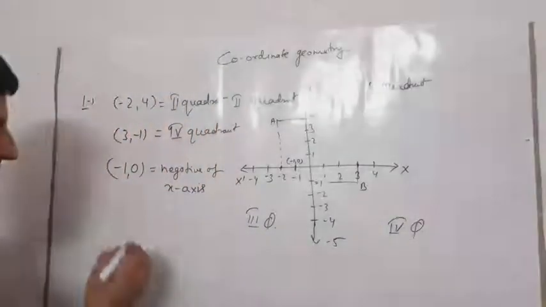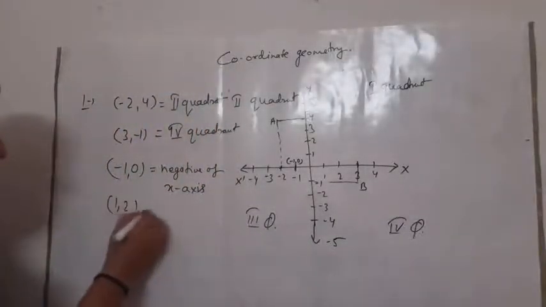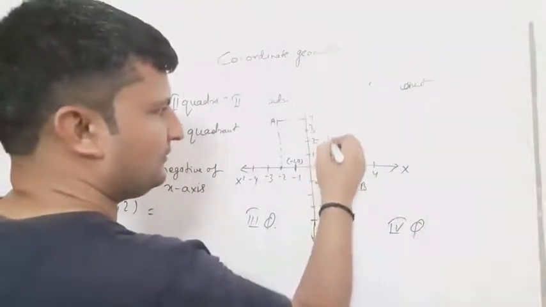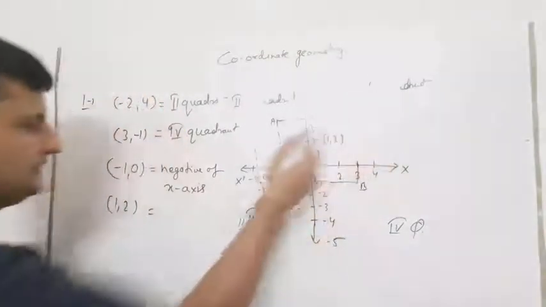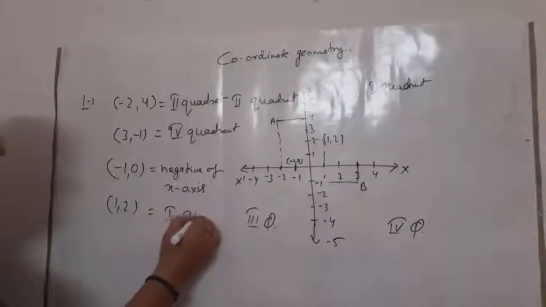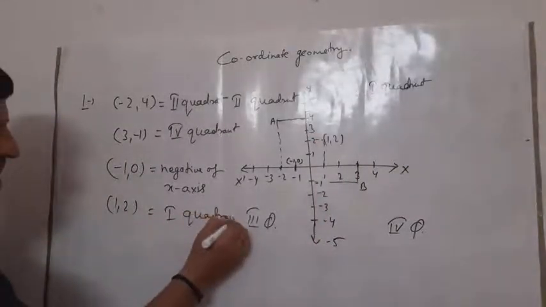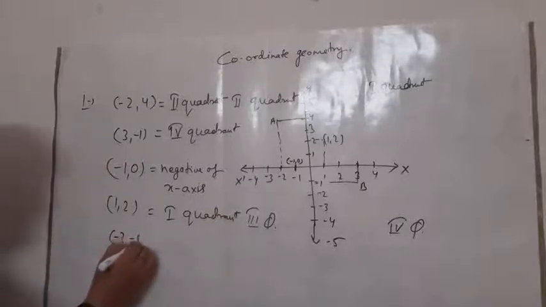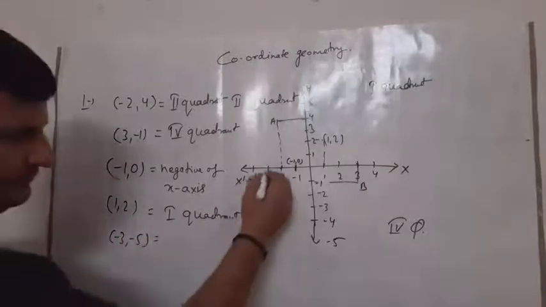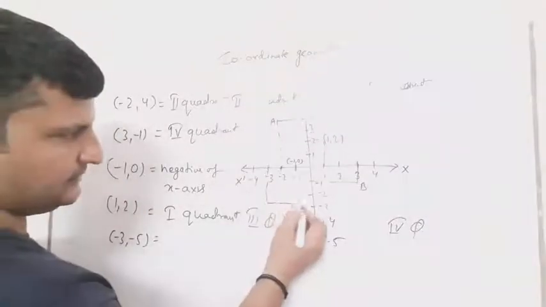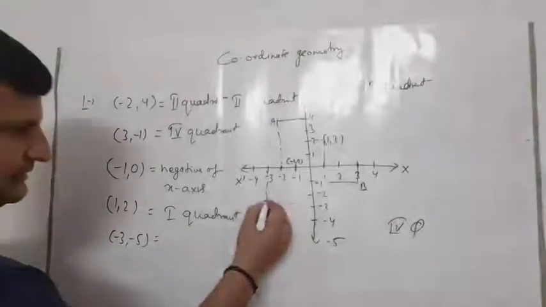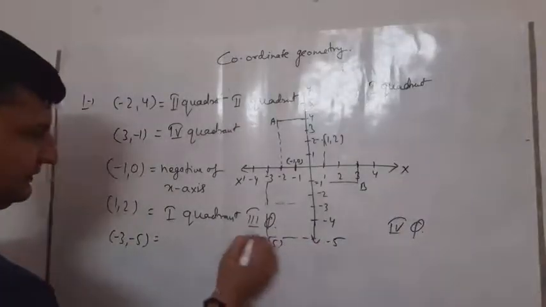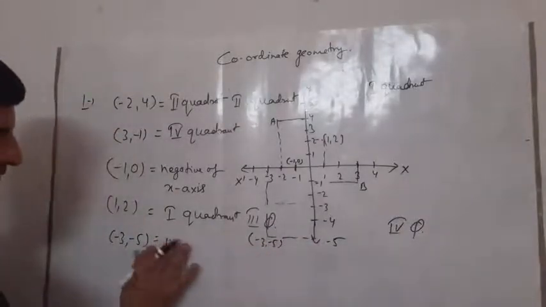Similarly here (1, 2). Where does the point (1, 2) lie? We can write (1, 2) lies in the first quadrant, and (-3, -5): minus 3 is here, so we can write (-3, -5) lies in the third quadrant.